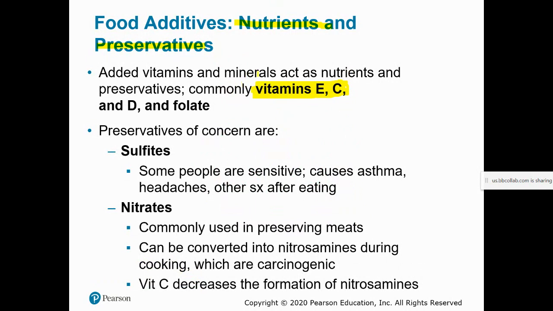So, obviously apples also have vitamin C, but not necessarily enough to self-preserve. So really high amounts of vitamin C or vitamin E, or even vitamin D and folate, can sometimes be used as preservatives. Other preservatives that are pretty common are sulfites and nitrates.